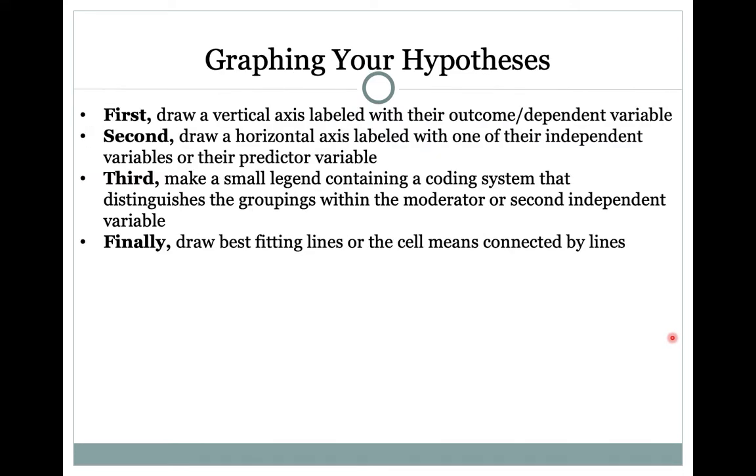The next step would be to graph your hypotheses. We're going to use that last example with food to show you how to graph something. So the steps. First, you're going to draw a vertical axis labeled with the outcome dependent variable.